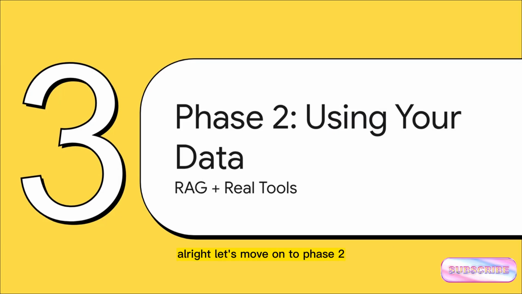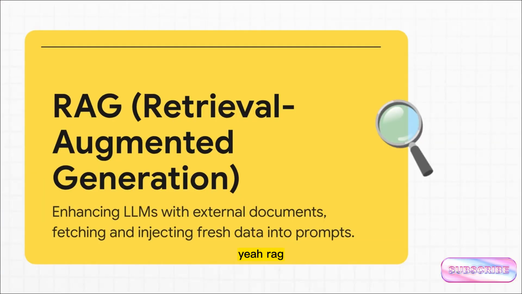All right, let's move on to phase 2. So you're great at prompts now, but the LLM has no clue about your company's internal documents or your personal notes. That's the problem we solve here by making it smarter with a super important technique called RAG. Yeah, RAG. It stands for Retrieval-Augmented Generation, which sounds complicated, but trust me, it's not. The best way to think about it is like giving the AI an open book test. You retrieve key information from your own documents and then augment, or add, that info to the prompt.